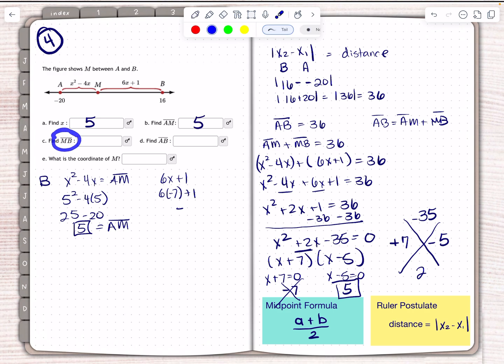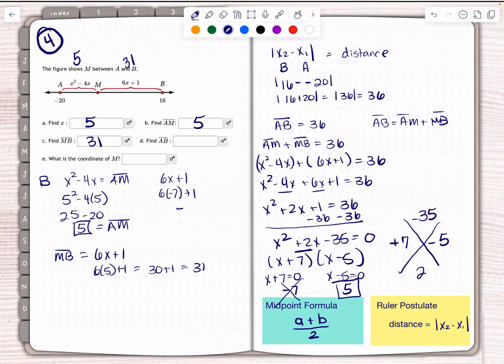Going on to segment MB. MB is 6x plus 1. MB equals 6x plus 1. And again, substituting in 5 for x, we have 6 times 5 plus 1, which equals 30 plus 1, or 31. I'm going to write up here, we have 31 for MB and 5 for AM.